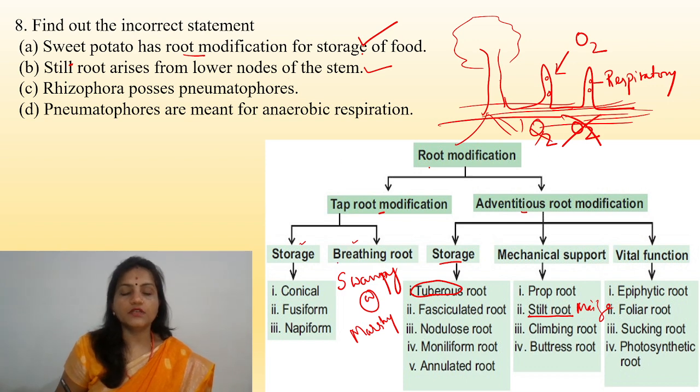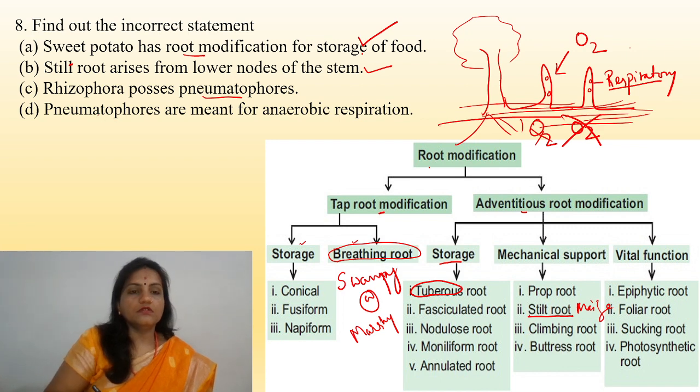So rhizophora is an example for breathing root. The respiratory roots are called rhizophores. Okay. So these rhizophora which has pneumatophores, these pneumatophores are meant for anaerobic respiration.